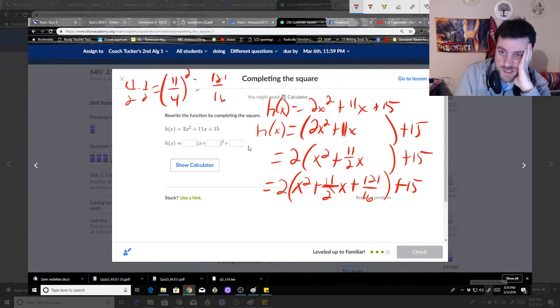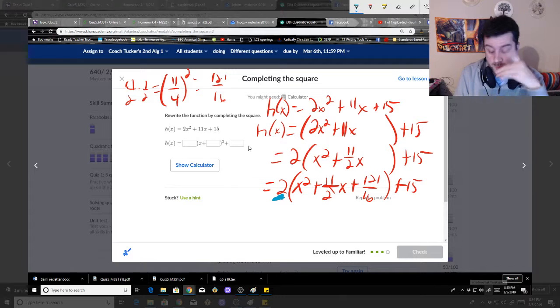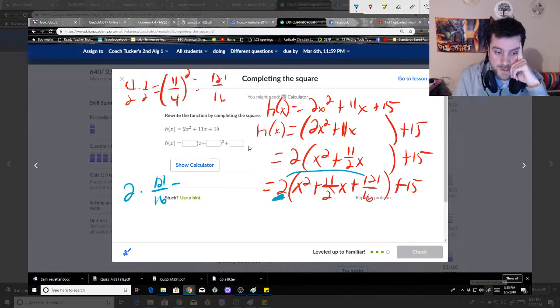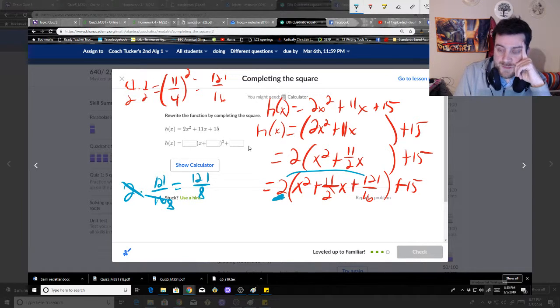And the reason why it's not that simple is that 2. Technically, we didn't add 121 over 16. Technically, we added 2 times that, 2 times 121 over 16, which, again, 2 goes into 16 8 times. Technically, we added 121 over 8 to both sides. So instead of subtracting by 121 over 16, we're going to subtract by 121 over 8.